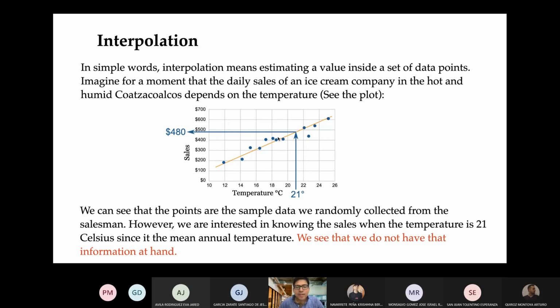And on some days where the temperature was adequate, like between 18 and 20, he had a mean revenue of 400 pesos. Not bad for a small company. But then he saw that he doesn't have data between these two points, between 20 and 22. He wants the sales for 21. So he said, okay, let's calculate the revenue for 21 Celsius degrees, but he doesn't have this value.